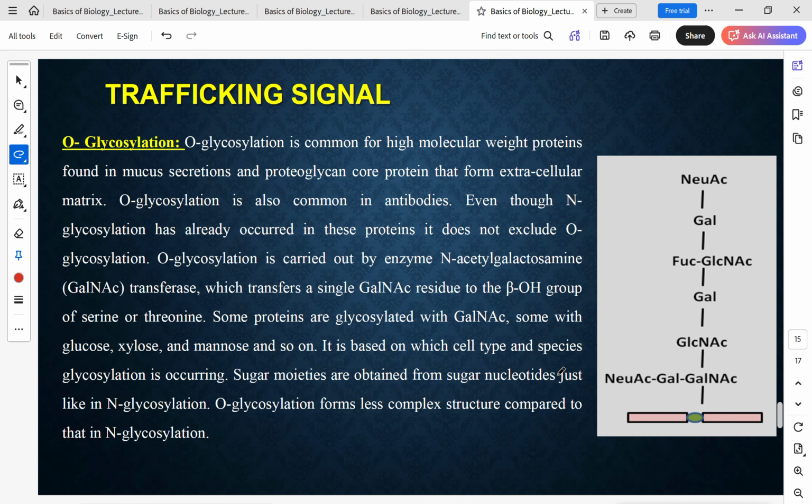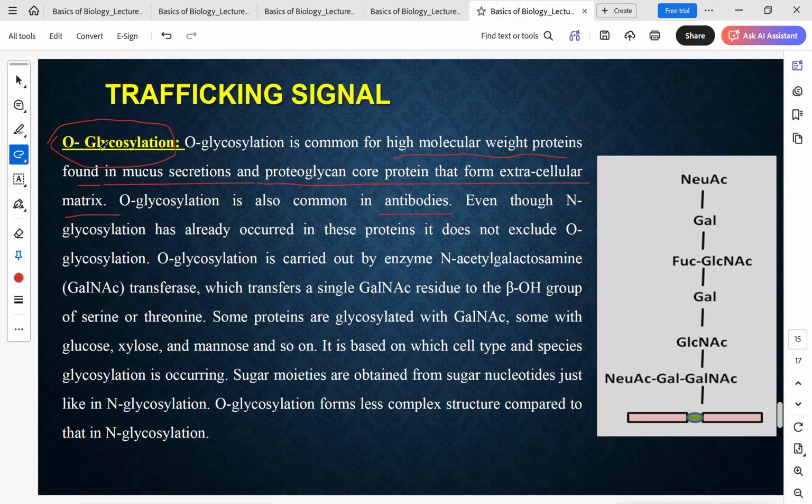Then there is O-glycosylation, which is more common for high molecular weight proteins, especially those found in mucus secretions and proteoglycan core proteins that form the extracellular matrix. These are mostly secreted proteins. It is also common in antibodies, which again are secreted.